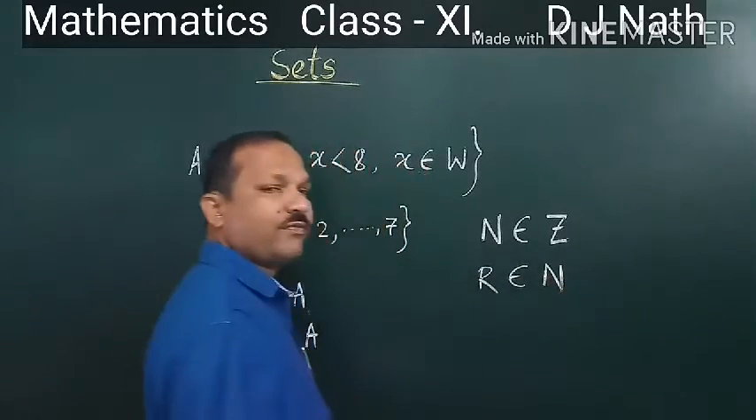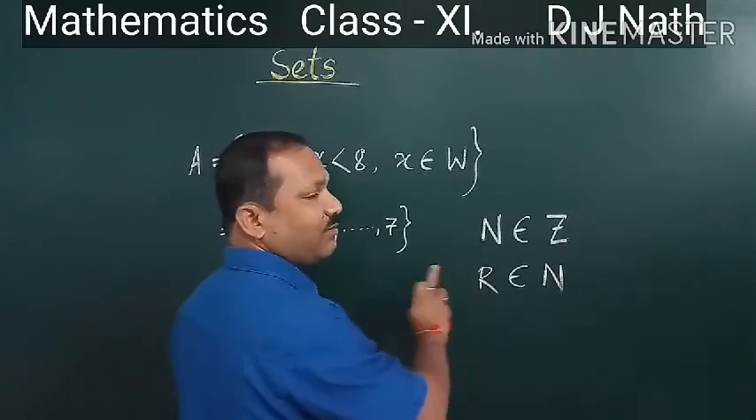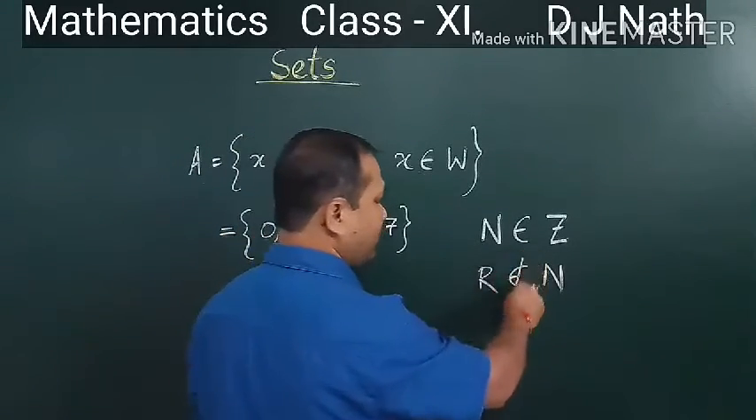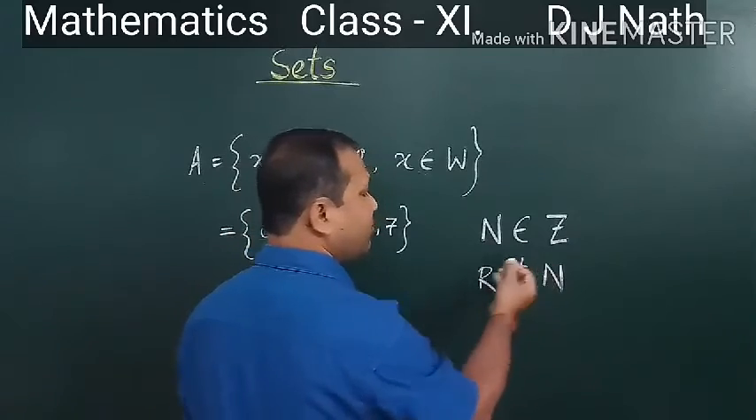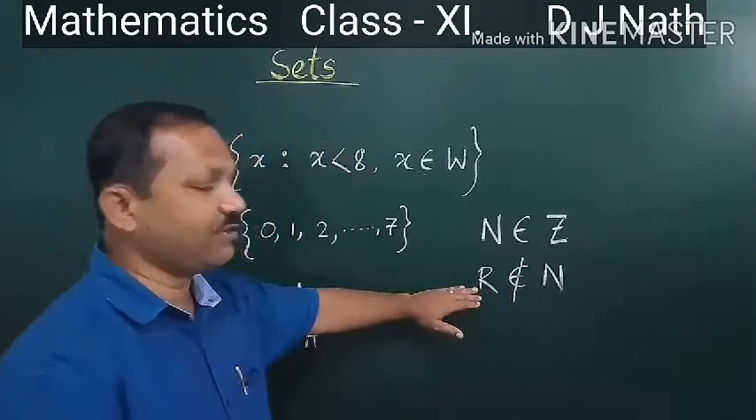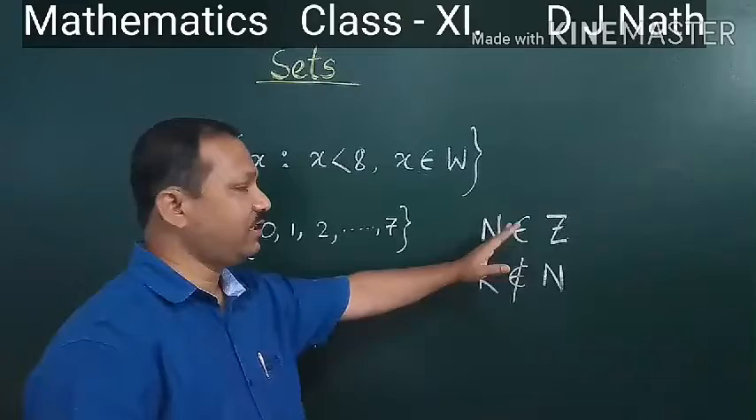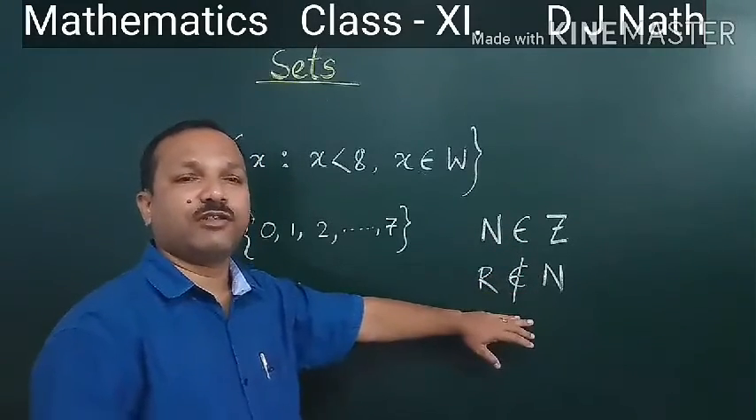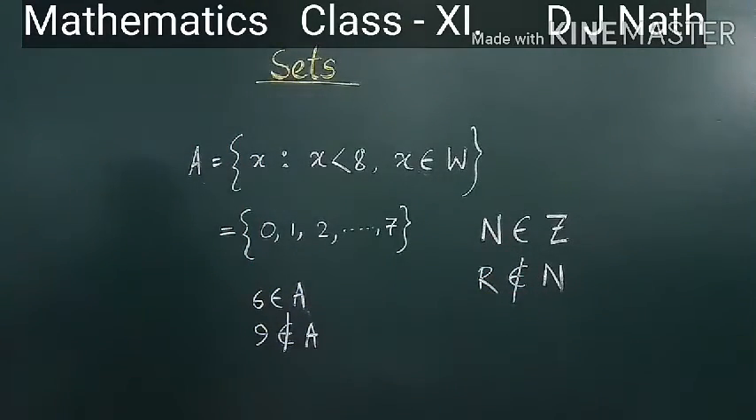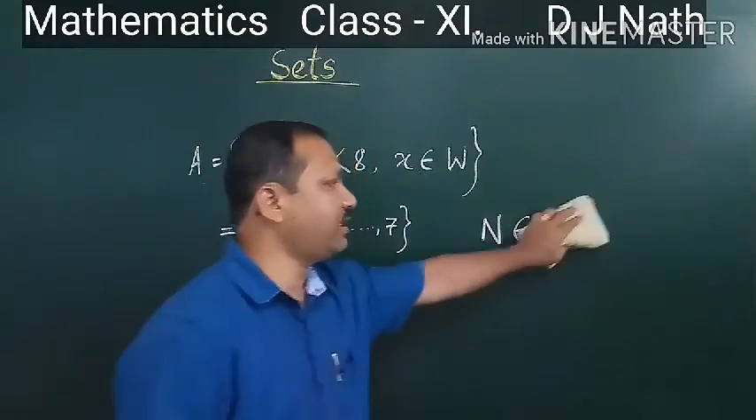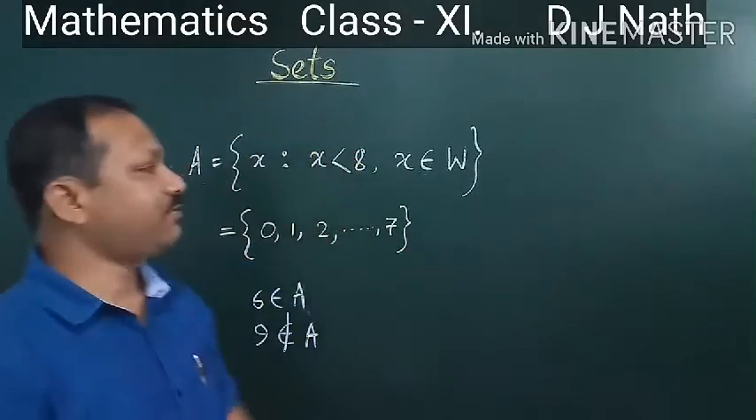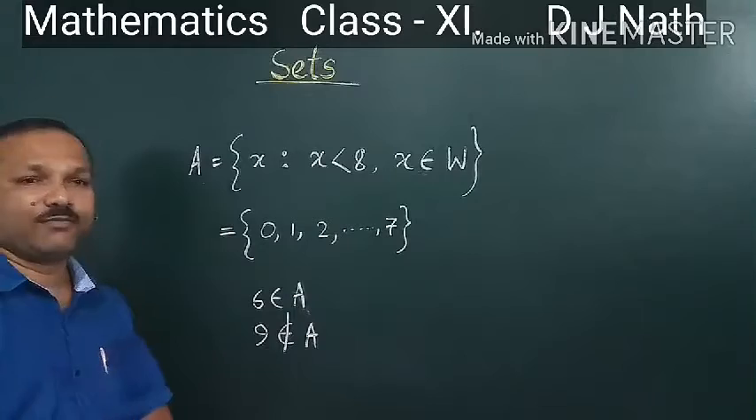Okay. Now, if I diversify that, real number belongs to N? No, all real numbers do not belong to N. Some of the elements of R belong to N, but as a whole we cannot say it belongs to the natural numbers. So that way also it can be represented. Sometimes elements, sometimes sets. Okay.